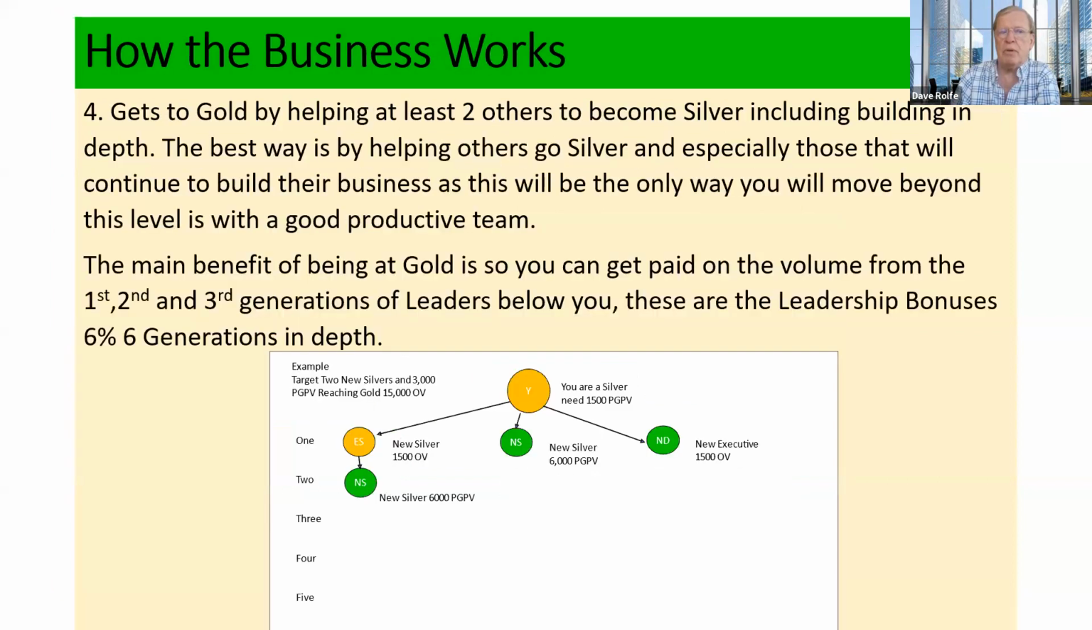So that's step 4. Step 4 is get to gold. Now you're going to get to gold by helping others go silver. That's going to be the best way. Now you can do it other ways. You can do it with product sales. You can do it with executives and seniors. But if you really want to make this work for you economically, you've got to have other people that are doing the same thing. So the building of the silver is the key issue here.